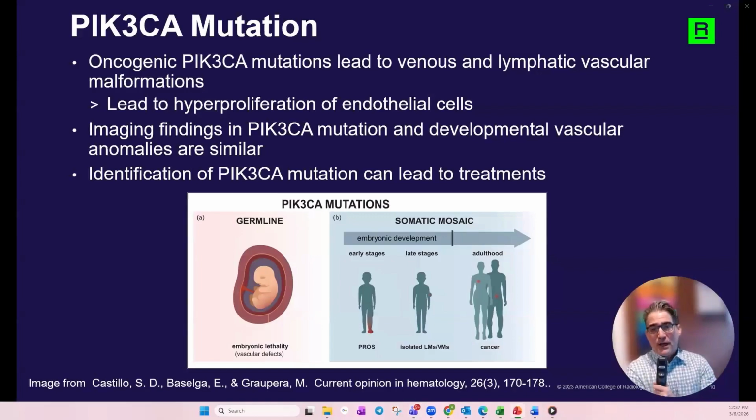Why does this occur? Well, there's this hyperproliferation of endothelial cells, and that's what's believed to cause these venous and lymphatic vascular malformations. The imaging findings are similar to developmental vascular malformations. And remember that identifying this PIK3CA mutation can lead to treatments.